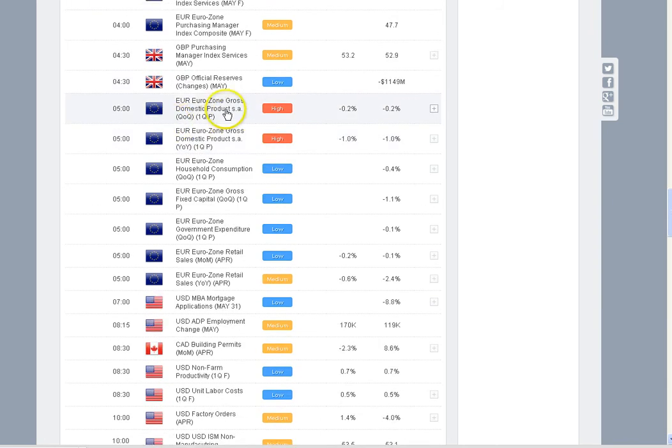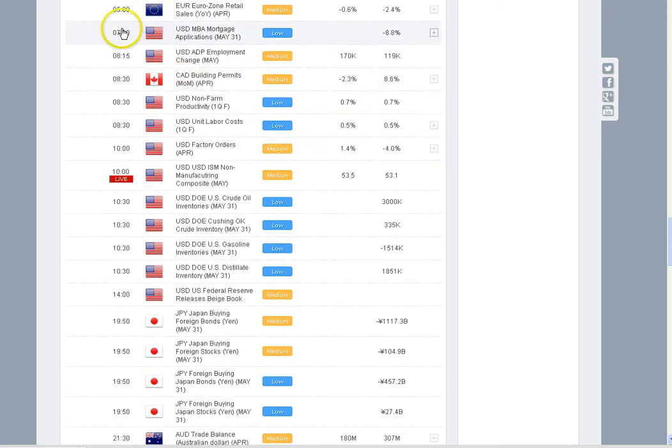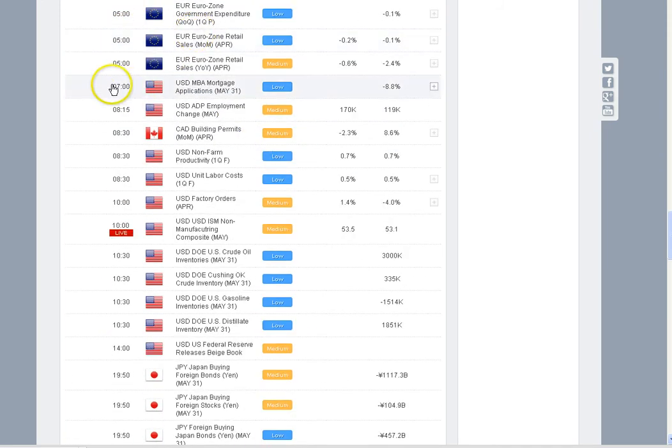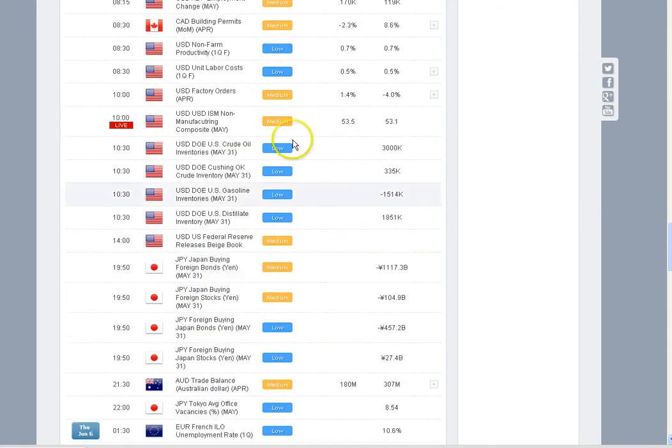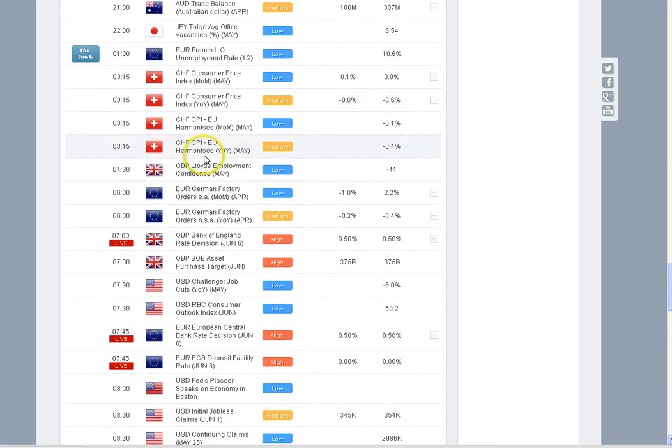So then Wednesday, we have about 5 a.m. the Eurozone Gross Domestic Product. It's going to be of high importance. It's going to affect your trade. And then we have the dollar having things all throughout the day between 7 a.m. and 2 p.m. Nothing of high importance, but some medium importance things, and there's a possibility they can affect your trade a little bit, so there too, watch out.